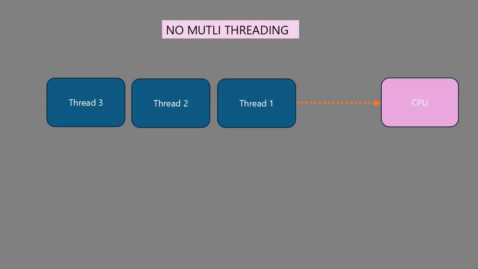In today's video, we will talk about multithreading and race condition. A thread is an instruction or code which is currently executed by the CPU.